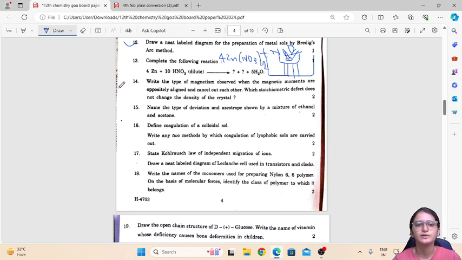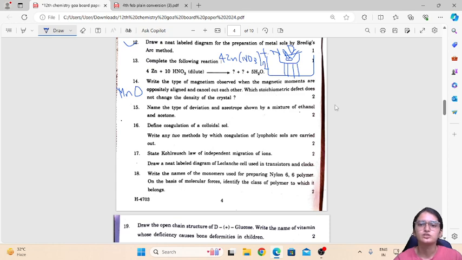And an example of antiferromagnetism is MnO, which is not asked here, but in exams they ask it as a direct question. In that, they can directly ask to show the magnetism shown by MnO. So for that the answer will be the same, antiferromagnetism.